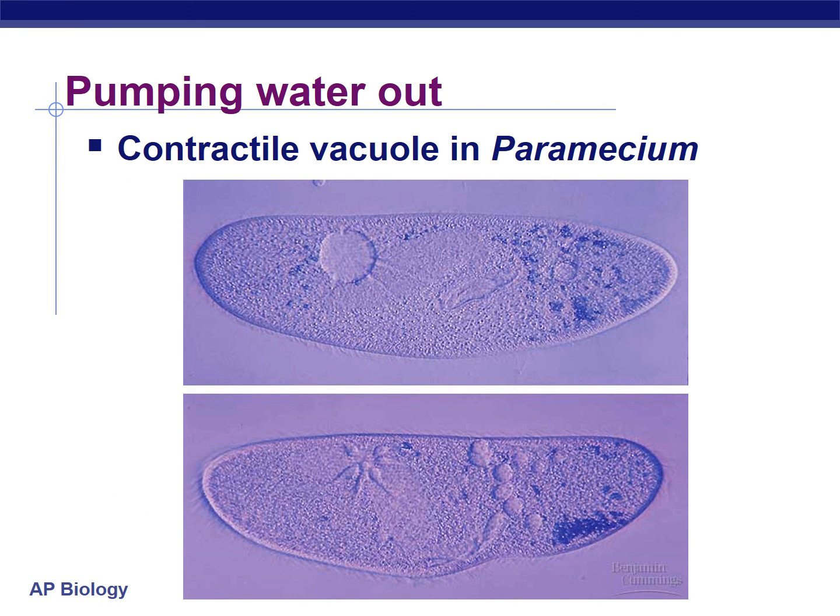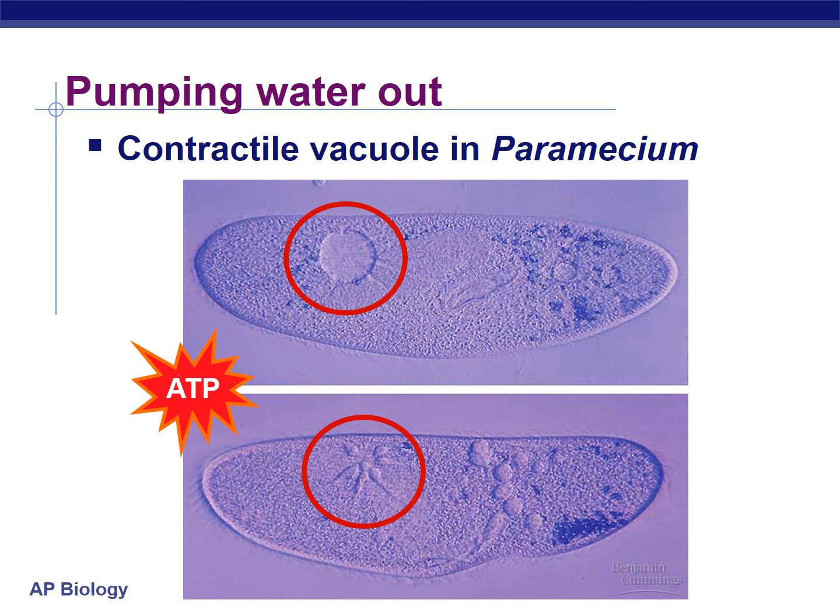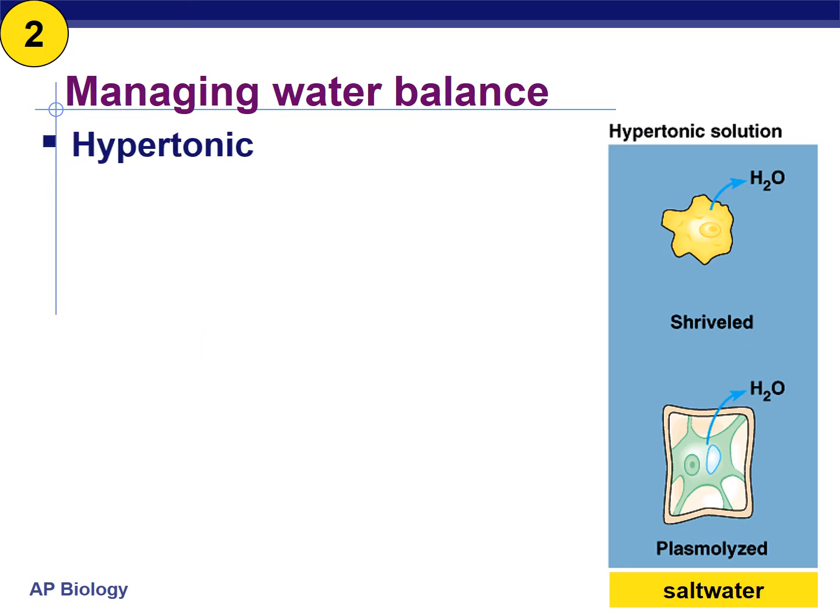So here's a shot of the contractile vacuole in a paramecium. All right, there's the contractile vacuole when it's full, and there's a contractile vacuole once ATP has applied.